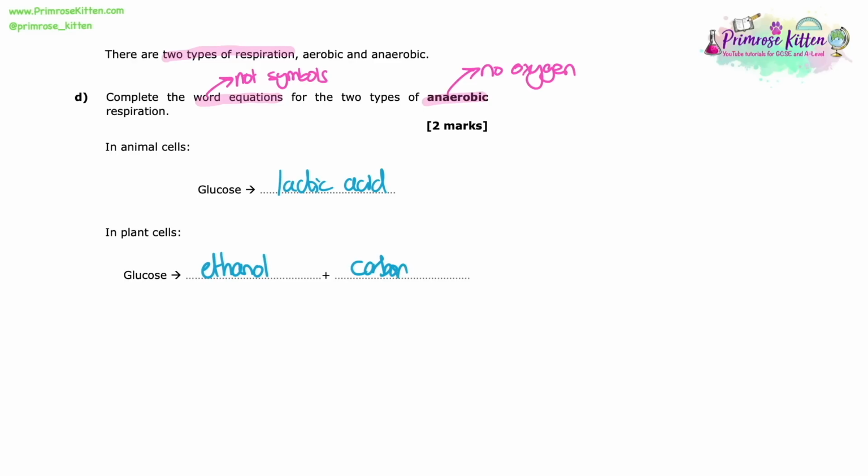So this is again something we should just know. We should know the difference between anaerobic respiration in these 2 types of cells. We should know the equations. This is just factual recall. You can put alcohol instead of ethanol. Sometimes that is allowed, but it should be ethanol.